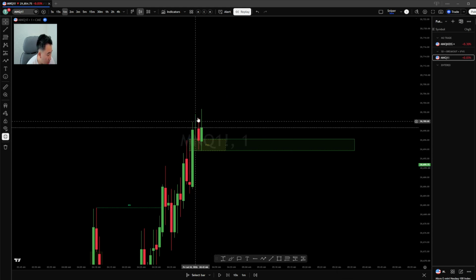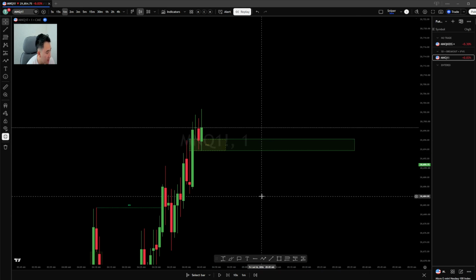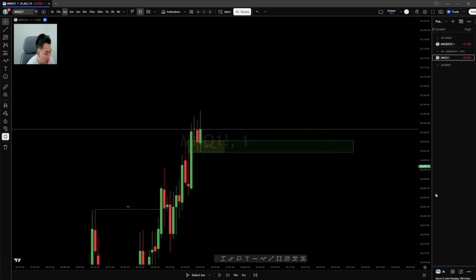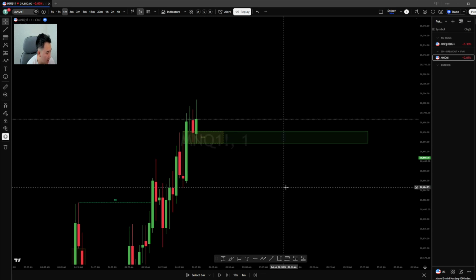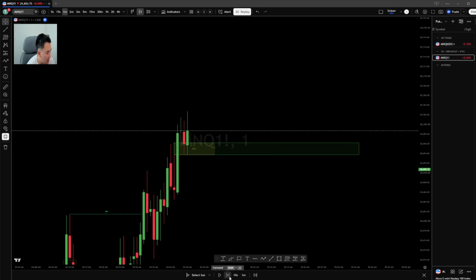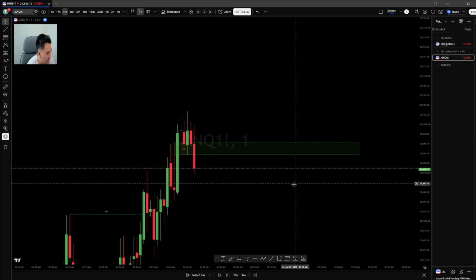I would use these gaps with other confluences here, and trade it with other confluences to get the best result, and not just use the gaps itself to obtain a result or trade in a certain direction.